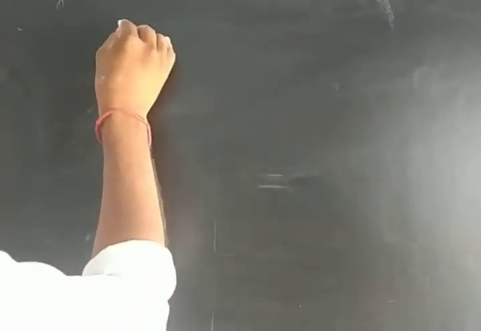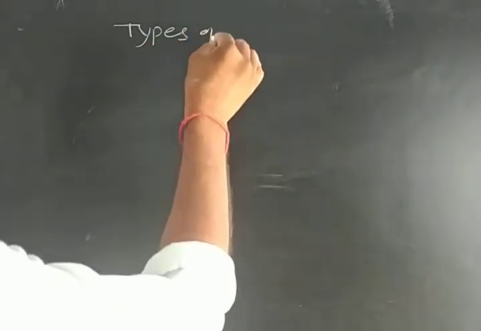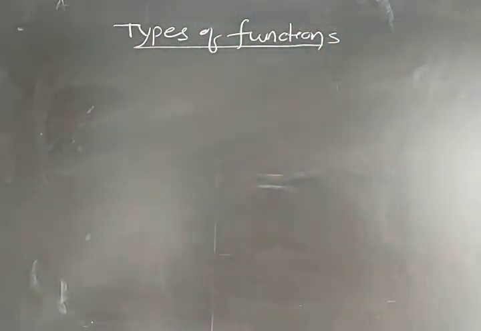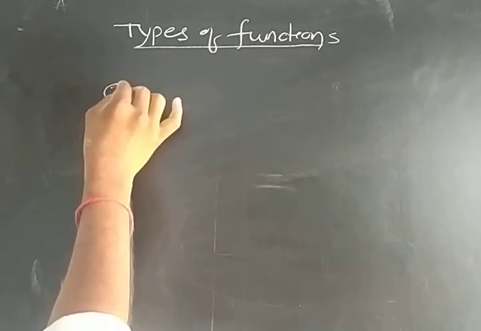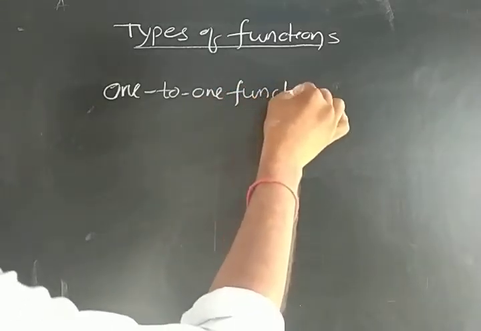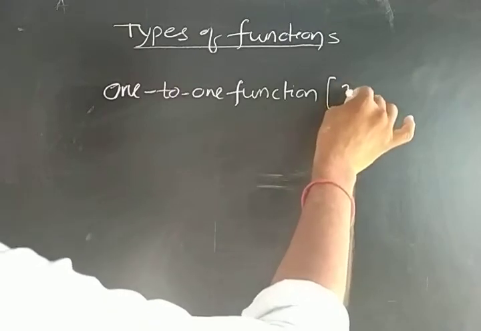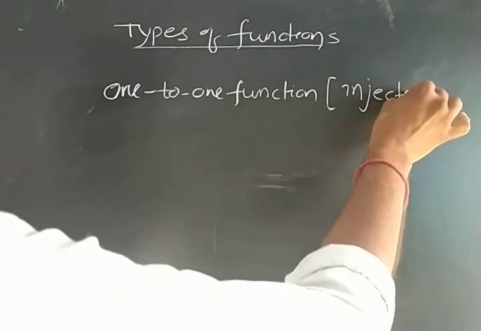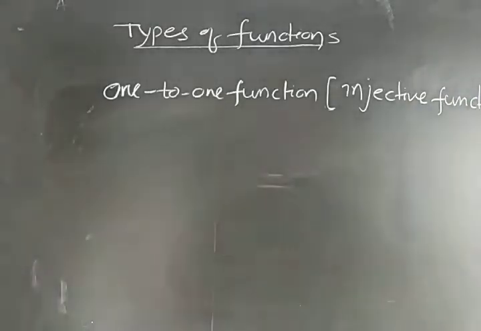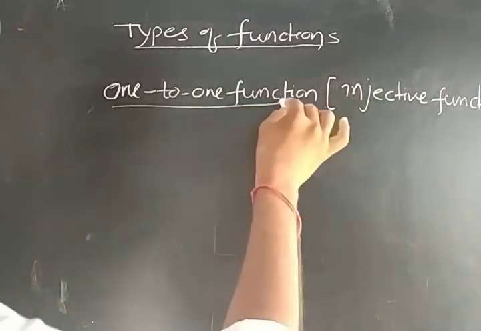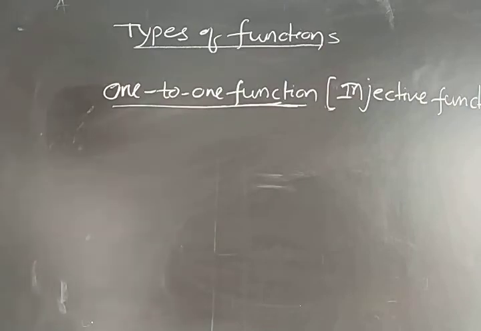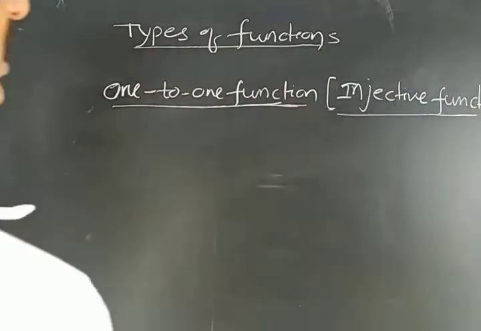Now, types of functions. We studied elementary functions, now types of functions. First one, one-to-one function, or it is known as injective function, or sometimes injection. One-to-one or one-one function we can say, and we can say injective function. Okay, right. What is the definition of this function?